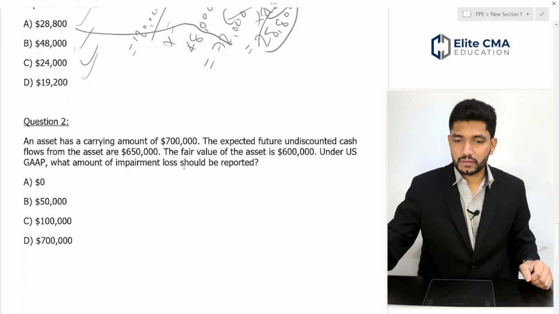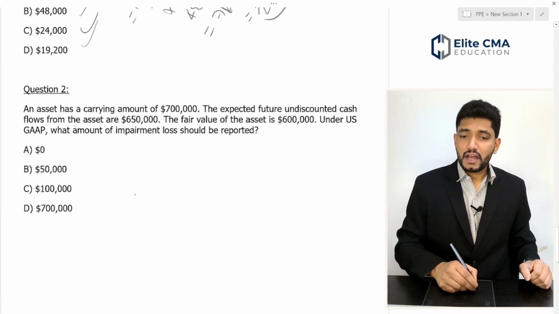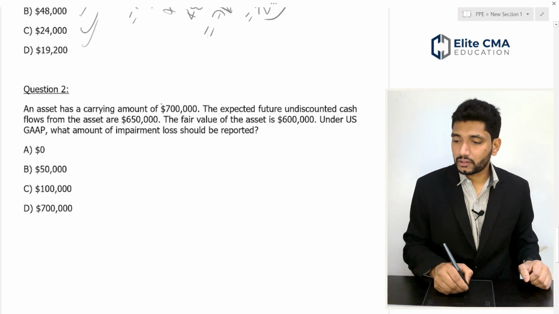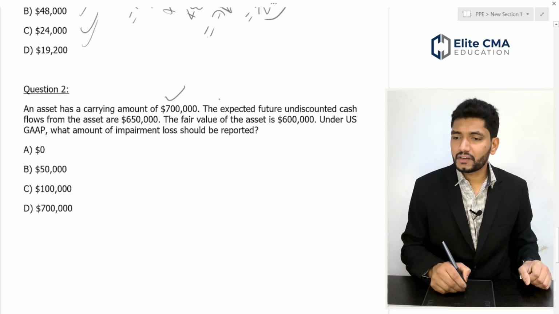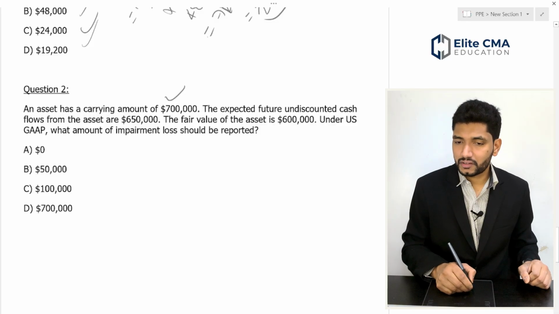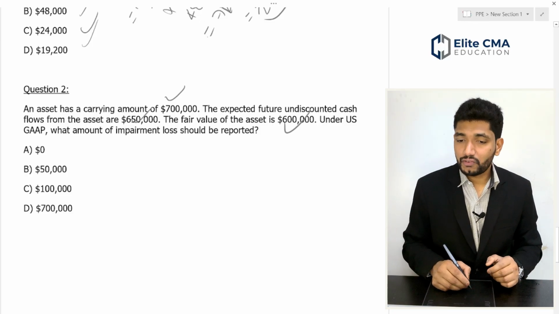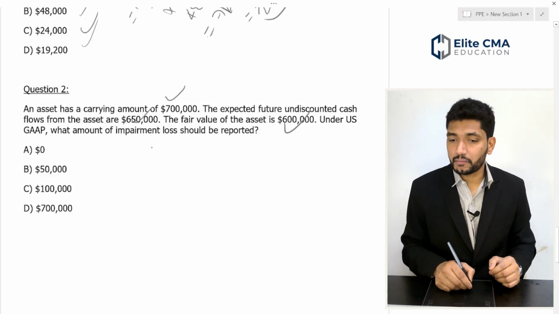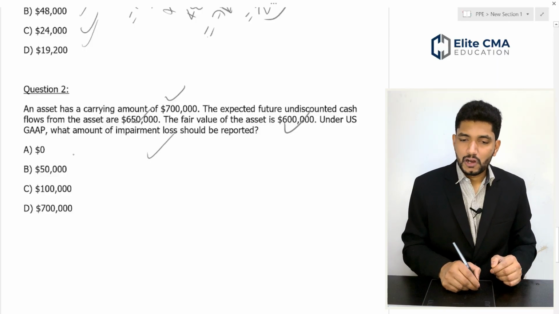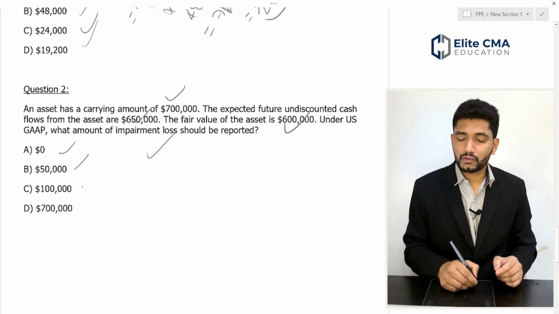So, let us move into question number 2. An asset has a carrying amount of 700,000, the expected future undiscounted cash flow from the asset is 650,000, and the fair value of the asset is 600,000. Under US GAAP, what amount of impairment loss should be reported? Option A 0, option B 50,000, option C 100,000 and option D 700,000.